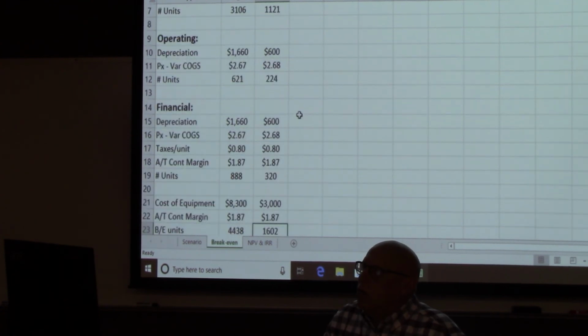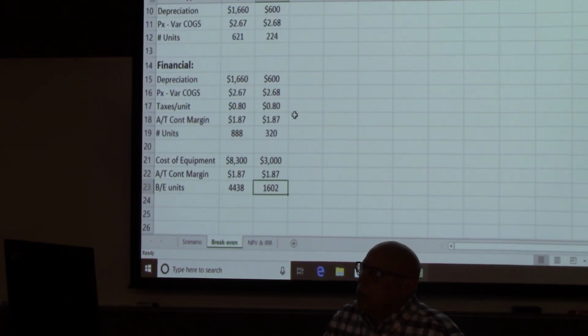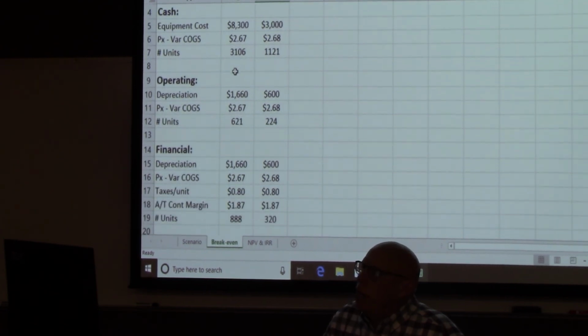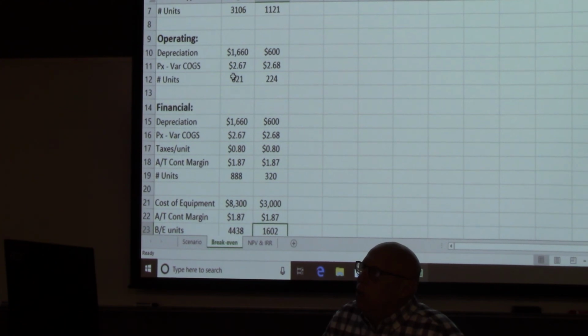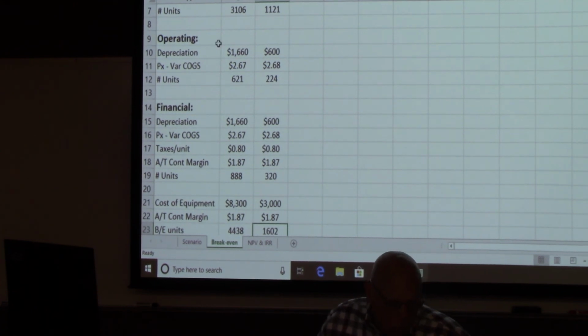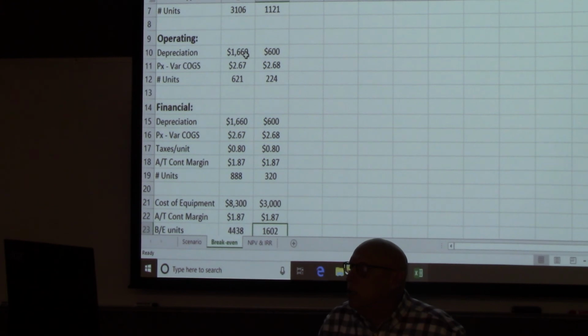Okay, so there's our break-even analysis. I hope these numbers make sense to you. I'll post the spreadsheet so you can see where I got them, and we'll go on to question 3 in the next session.